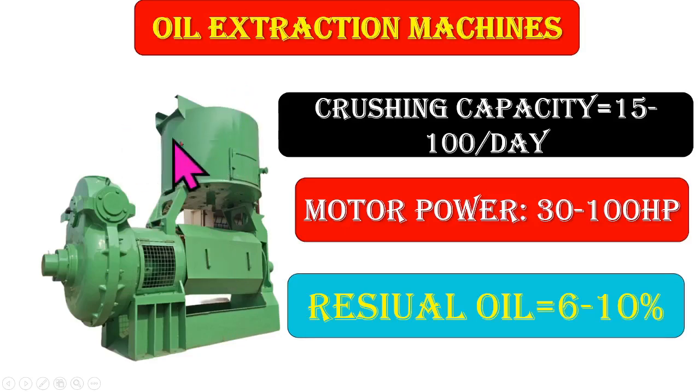One is the rotary system, another is the expeller system. By collecting or extracting the oil using these two systems, that oil can be filtered and used directly for human consumption. But the third method, which is known as solvent extraction, gives oil that can't be used directly for human consumption; it should be refined.